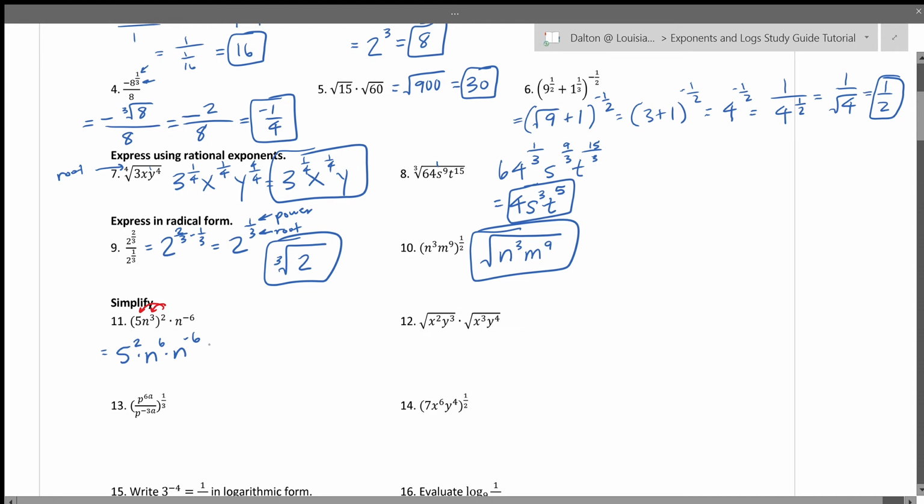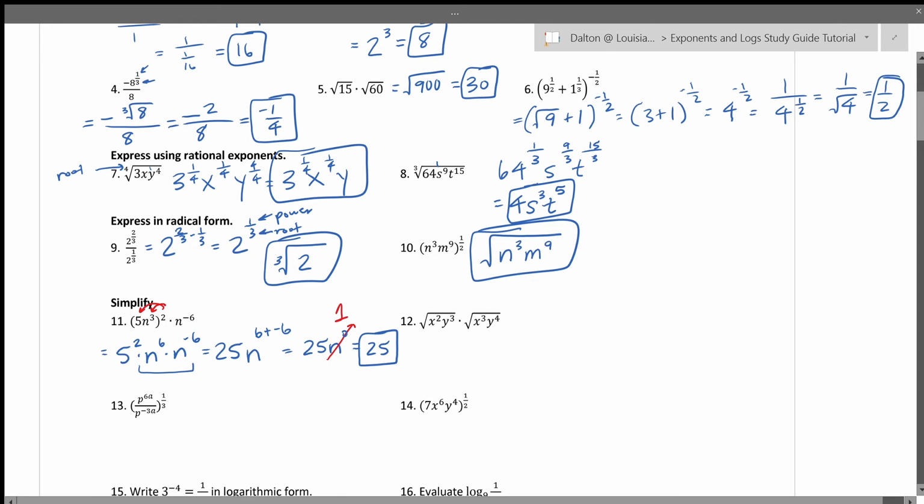Okay, well 5 squared is 25. And the rule when you are multiplying numbers that have the same base is we can add their exponents. So we'll have 25 n to the 6 plus negative 6 power. Well, 6 plus negative 6 is 0. So then you have 25 times n to the 0 power. Any number to the 0 power is 1. So then you have 25 times 1, which just simplifies to be 25.